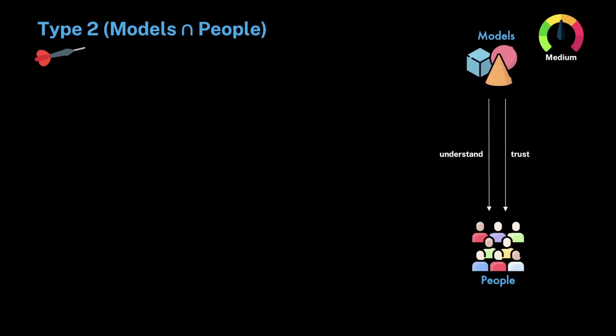Let's move on to more positive news. A type 2 problem at the intersection of models and people. How do we get people to understand and trust the models that we build? This is a problem that we face in every PM process. The difference to a type 1 problem is that in type 2, we have additional degrees of freedom. We can either build better models or find ways to work better with end users to ensure that they understand and trust the models that we're building for them.